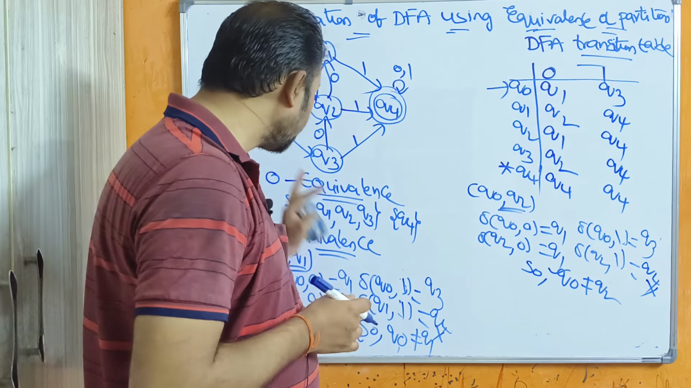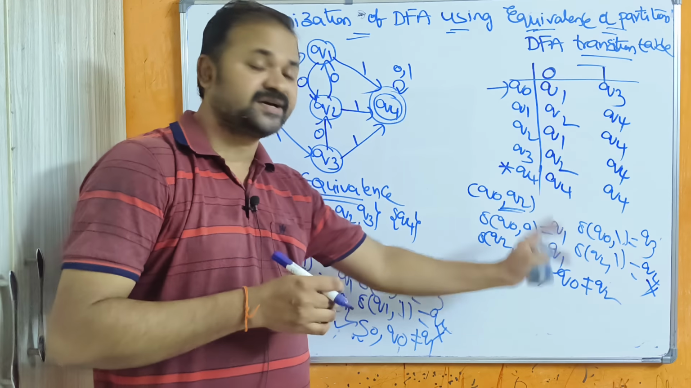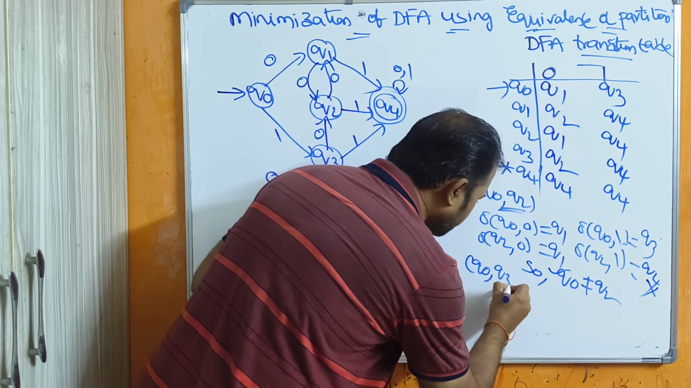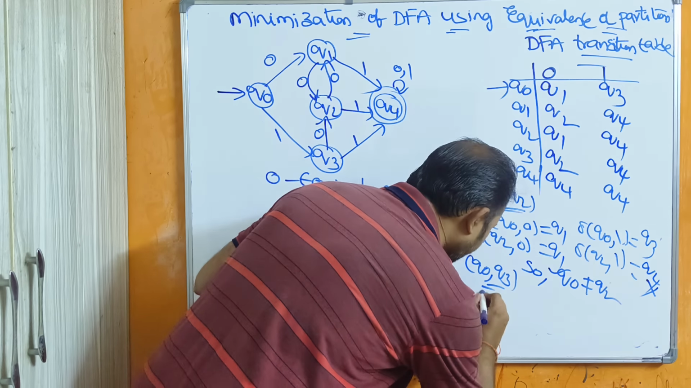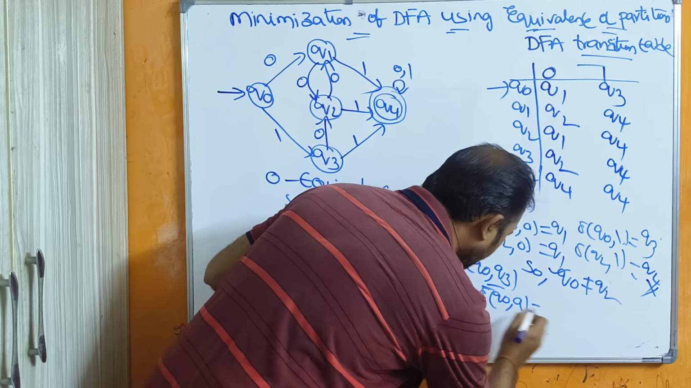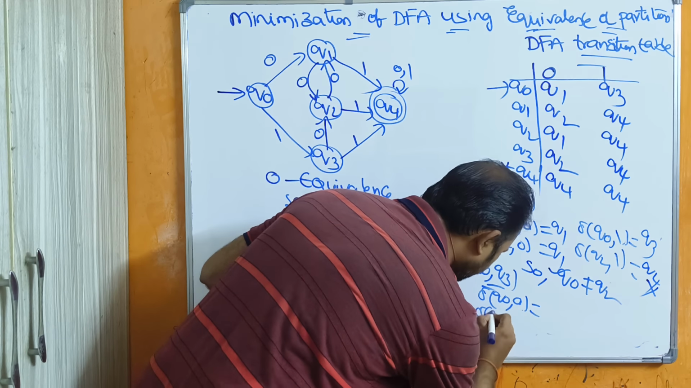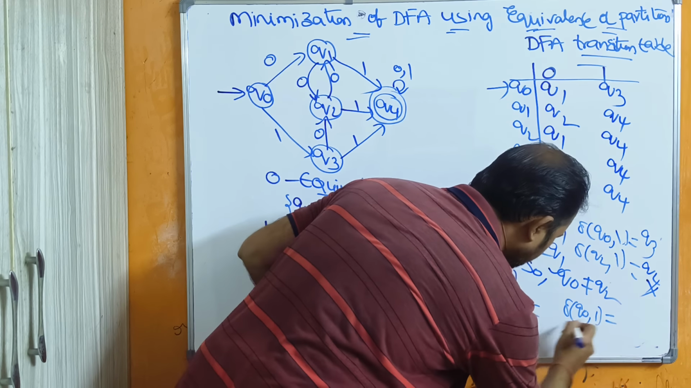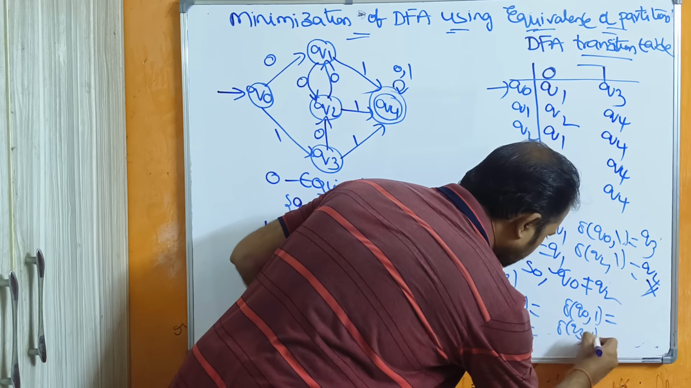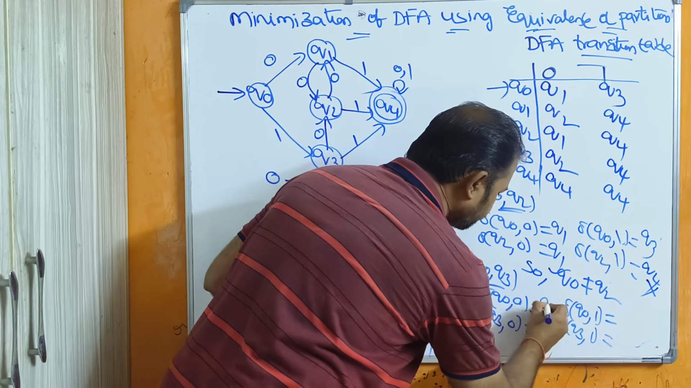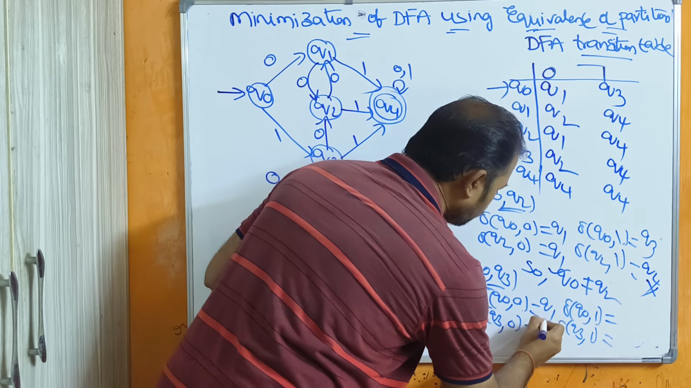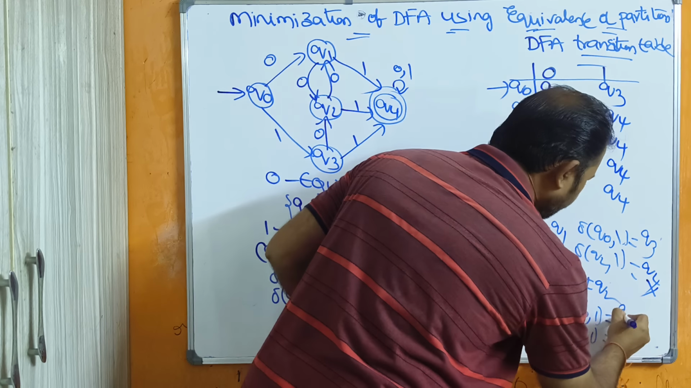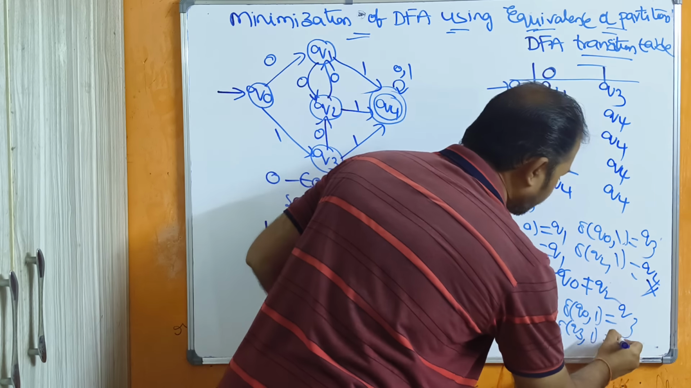So now we have to write Q0 in one set, Q1 in another set, next Q2 in another set. Next compare Q0 with Q3, whether those are equal or not. So for that we have to compute Q0 comma 0, Q3 comma 0, next Q0 comma 1, next Q3 comma 1. So Q0 on 0, Q1; Q3 on 0, Q2. Q1, Q2. Next Q0 on 1, Q3; Q3 on 1, Q4.